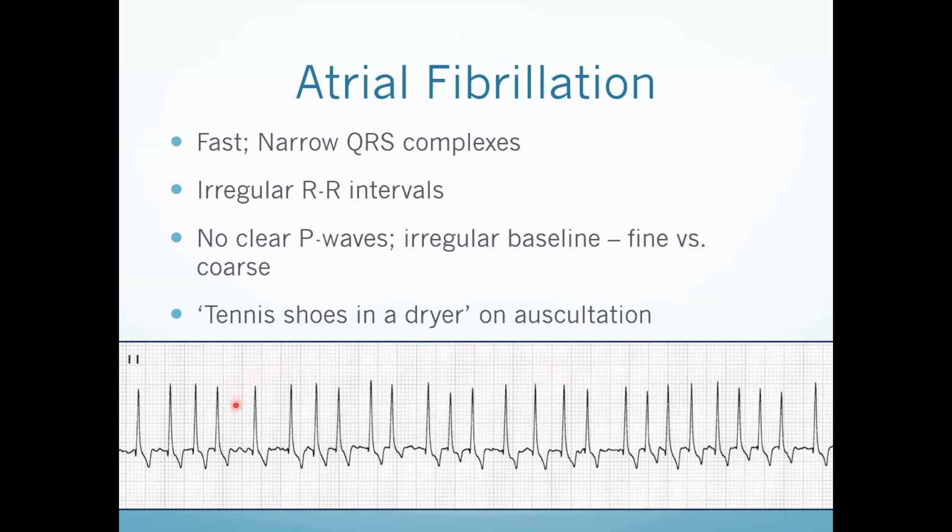And so these are classic hallmarks of atrial fibrillation. It's going to have a narrow upright QRS, so it's going to be very similar to supraventricular QRS. We're going to have no clear discernible P waves. It's going to be fast. It's going to be irregularly irregular. When you listen to these guys on physical exam, they're going to sound like tennis shoes bouncing around in the dryer.